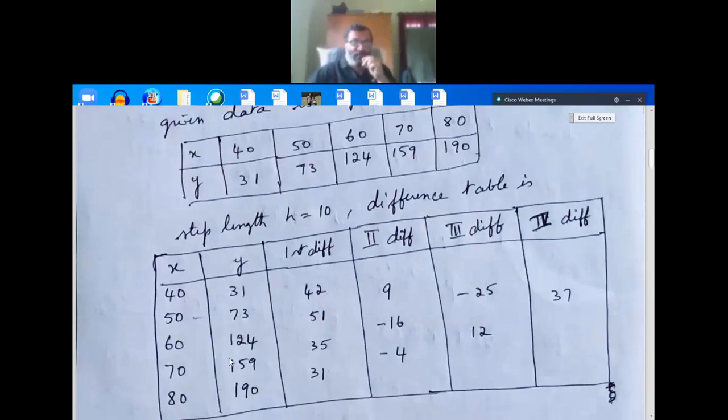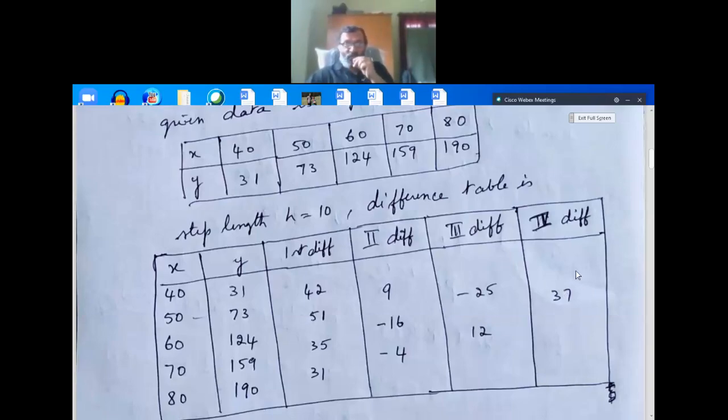So when x is 40, y is 31. When x is 50, y is 73. When x is 60, y is 124. When x is 70, y is 159. When x is 80, y is 190. Now the first difference, second difference, third difference, fourth difference, and if possible, fifth difference. Now here it ends in the fourth difference, because in the fourth difference there is only one element.